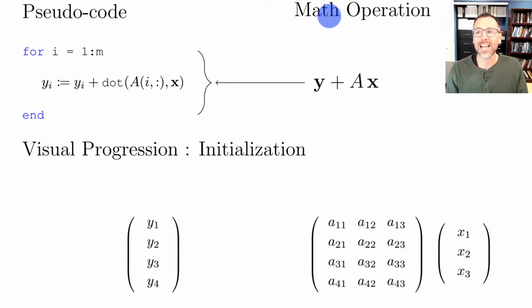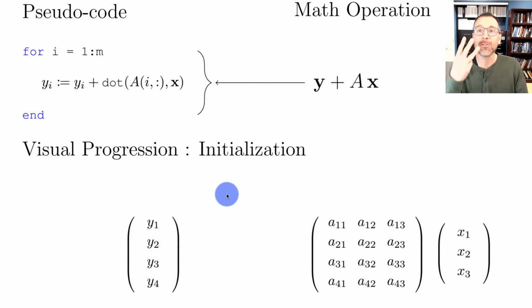Over on the right-hand side, we see our math operation, which is going to be to add a vector y to the matrix column vector product A times x. We map over to the pseudocode version, which is to take the ith entry of y as the previous initialized value plus the dot product between the ith row and the vector x. Let's do a visual progression through each of the individual steps.